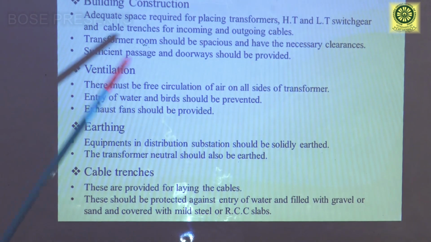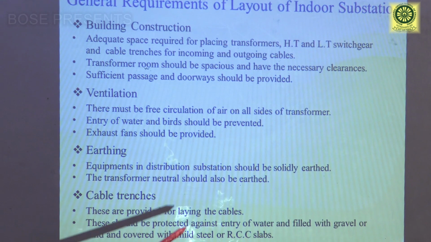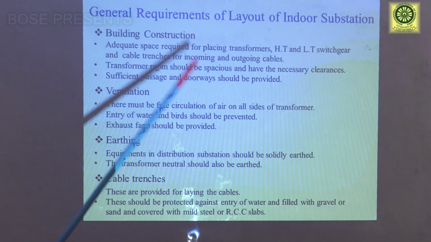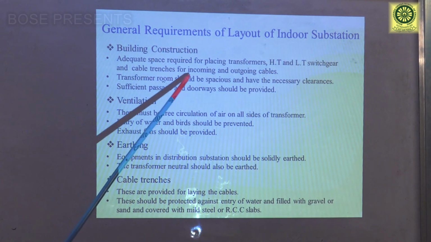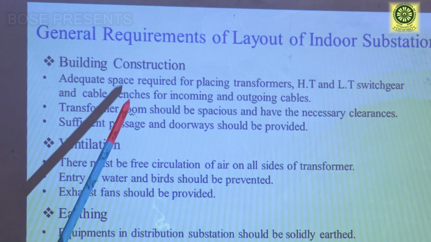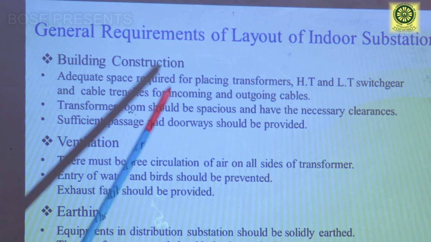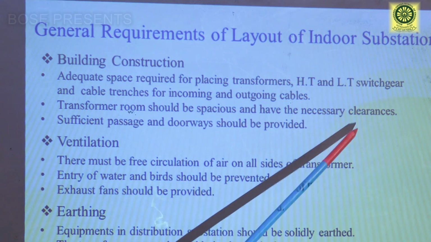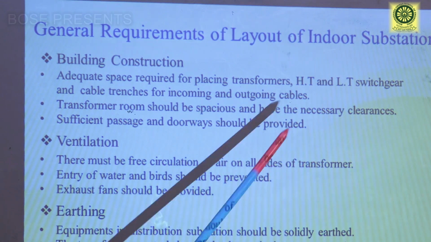First, we see building construction, then ventilation, earthing and cable trenches. During building construction, we have to see that adequate space is available for placing the transformer, HT/LT switchgear and cable trenches for incoming and outgoing cables. The transformer room should be spacious and have necessary clearances. Sufficient passage and doorways should be provided.